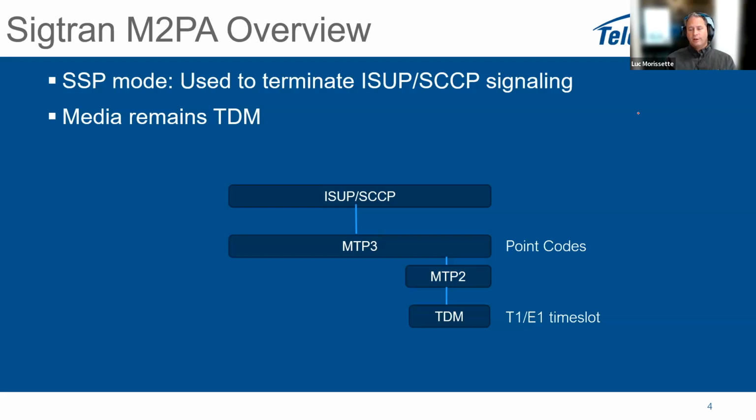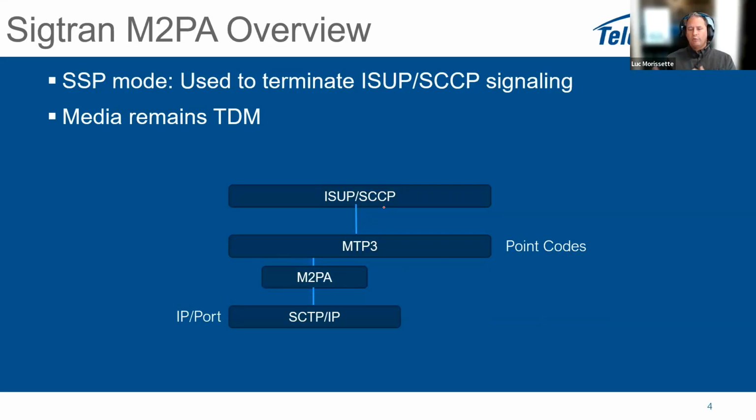There are two modes where we can use M2PA. First is the SSP mode, so that's a signaling point mode, and it's used to terminate ISUP or SCCP signaling. Here I showed the diagram using TDM. So this is the traditional SS7 network architecture where you have your TDM, T1, E1s, and time slots, which carry those MTP2 links. Over MTP2, then you have two other protocols, MTP3 and ISUP or SCCP, running over that. I will come back to those protocols later.